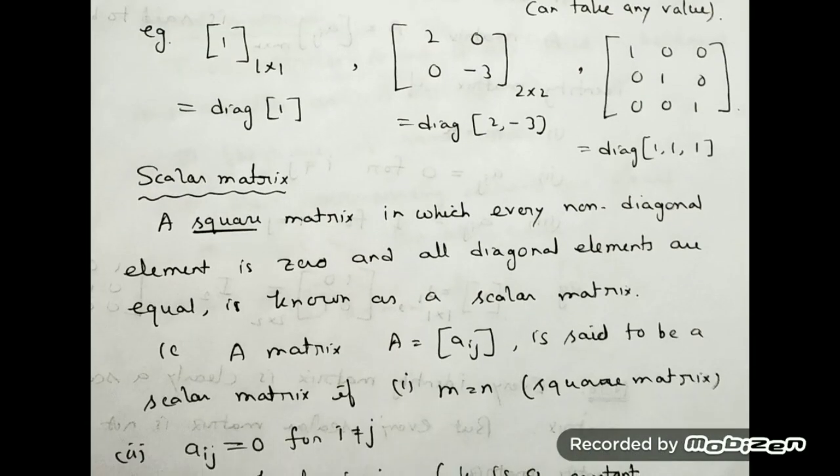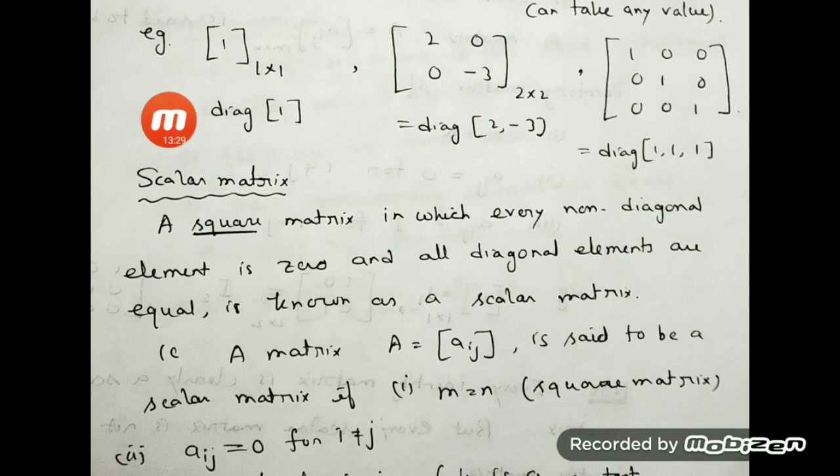Let us take some example. For example, 1. Here this is the a11 position, so it can take any value. So I am taking here it is 1 by 1. So this is a diagonal matrix. A diagonal matrix you may denote like this, Diag(1) also. That means simply by writing the number, which is the diagonal element, we can represent the diagonal matrix.